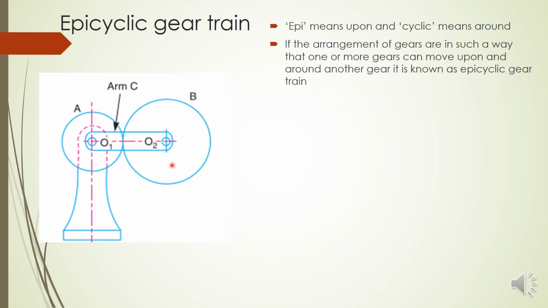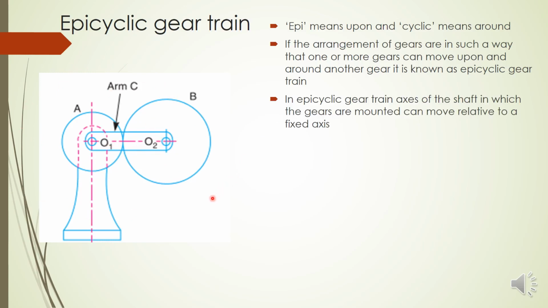Have you noticed any difference between this and the other three gear trains? If you consider simple, compound and reverted gear trains, and this gear train, what is the difference here? Can anybody tell that? Yes, here the axis of rotation can change relative to a fixed axis. This is one axis, this is another axis. If gear B can move around gear A, the relative position between these axes will be changing. That is an important thing in the epicyclic gear train.